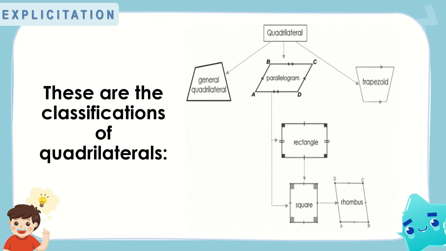Under the quadrilateral, we have general quadrilateral, parallelogram, and trapezoid. Under parallelogram, we have rectangle, and under rectangle, we have square and rhombus.